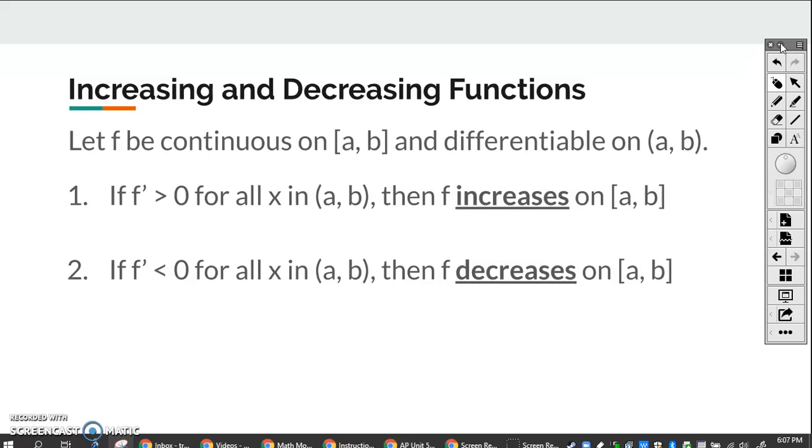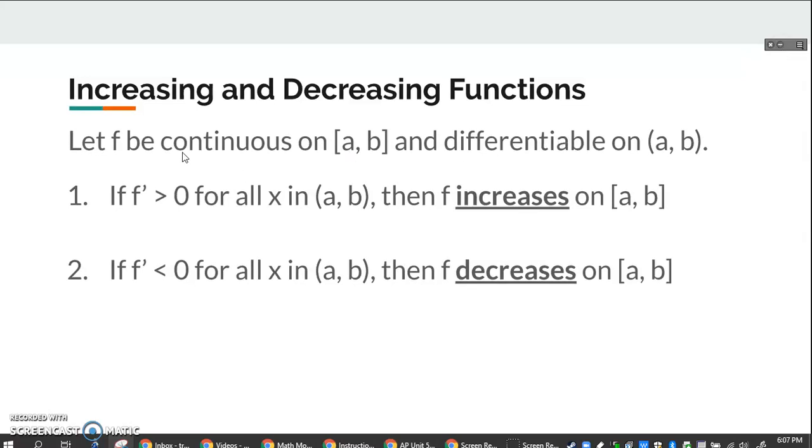All right, let's get into some more theorems. So in order to figure out if a function is increasing or decreasing, you're going to want to look at the first derivative. So if the first derivative is positive, then the original function is increasing. If the first derivative is negative, then the original function is decreasing. So if you want to know if something is increasing or decreasing, you're asking if the rate is positive or the rate is negative, and to find the rate, you're going to look at the derivative.